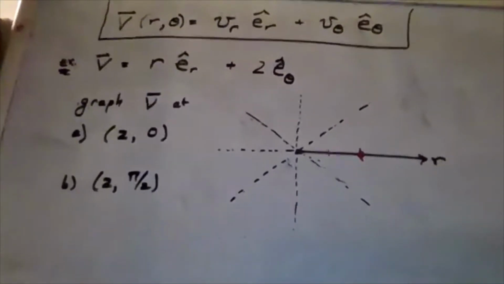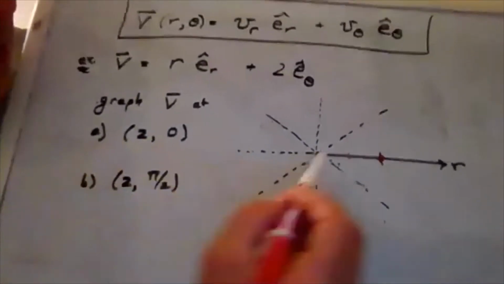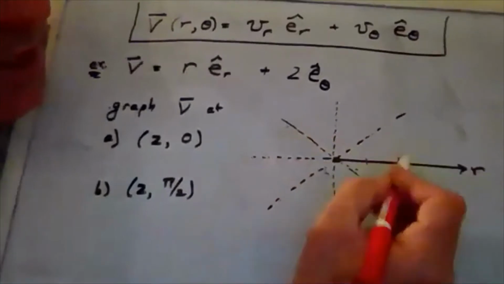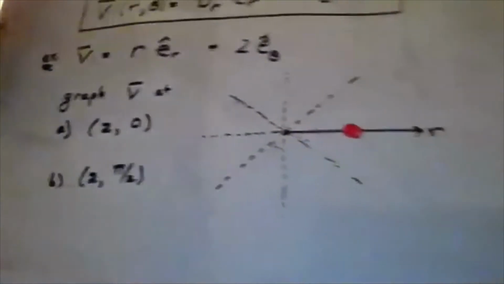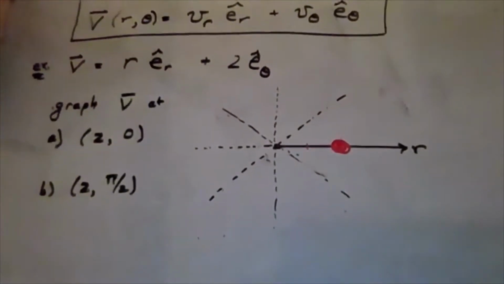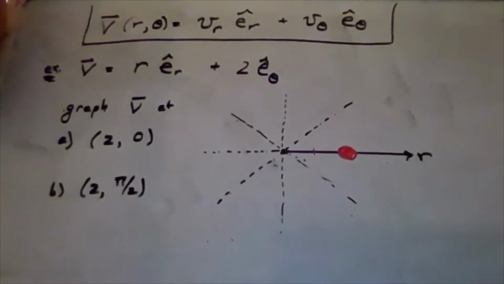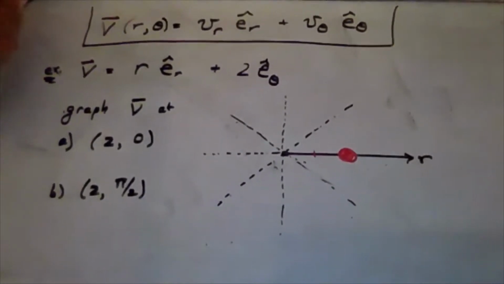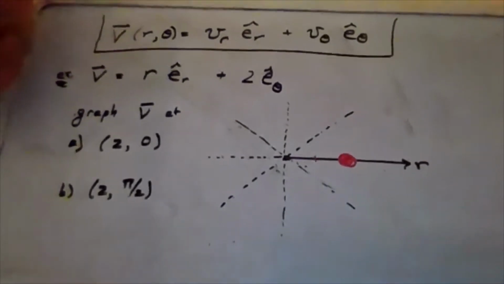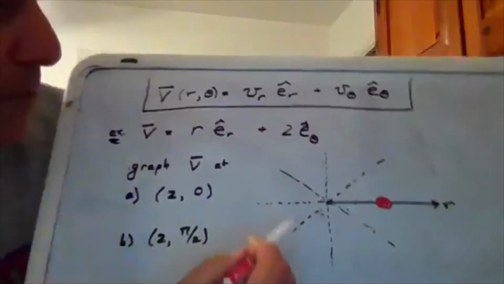So at this point, 2, 0, I go out 2, I rotate 0. So I'm right there like that. I want to try to draw this velocity vector, and it's got a component in the radial direction, and it's got a component in the tangential direction. Give it a shot.